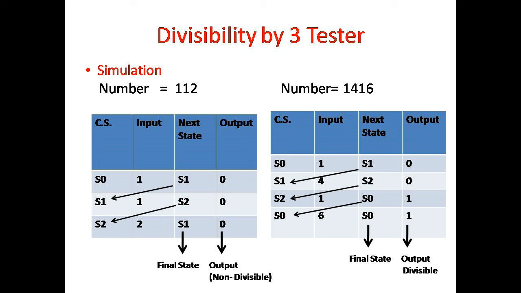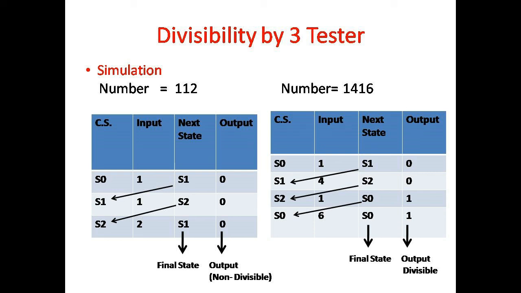Then the current state of the machine is S1 state. Then the next input is 1 and the number becomes 11. If we divide 11 by 3, it goes to the S2 state and it will produce the output 0. 11 divided by 3 gives the remainder 2. Then the current state of the machine is S2 state, that is the 2 remainder state, and the next input is 2.